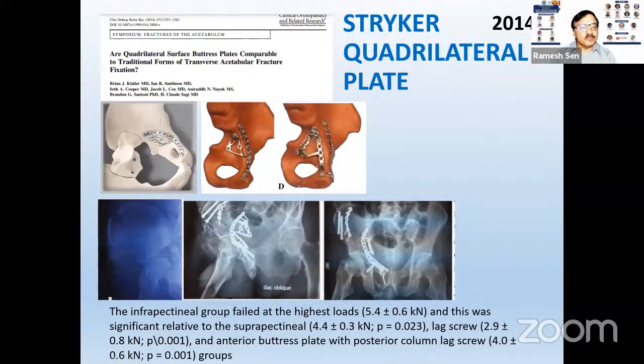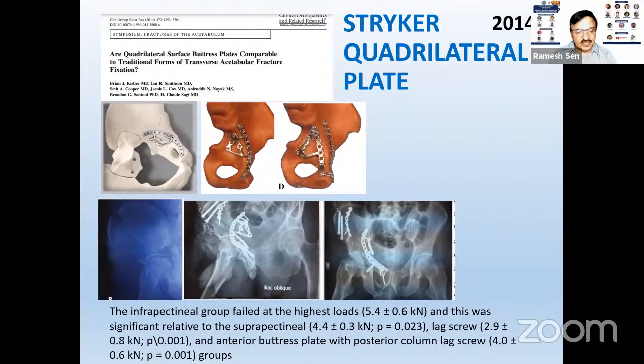Anyway, Professor Roman just talked about this Stryker plate, which has been one of the most commonly used plates. Out of its two variants, primarily one has the suprapectineal purchase with the medial buttress, and the other has the infrapectineal purchase. These were the two variants which were used. Now the question was, out of these two, which one is more important? Is the medial one more important, or is the superior involvement?